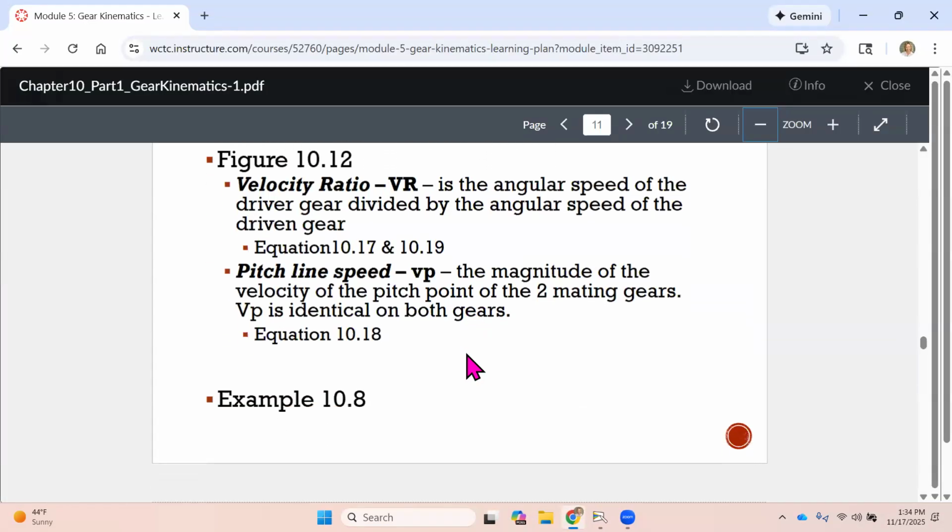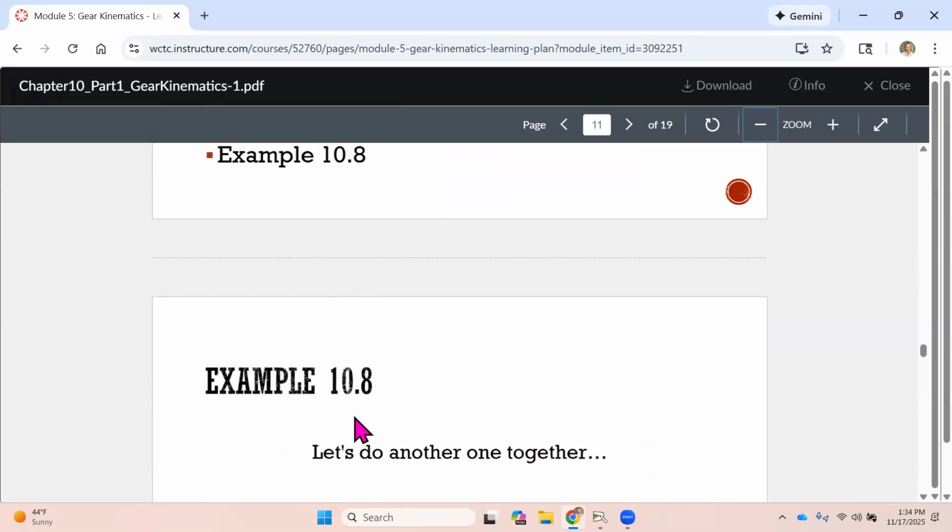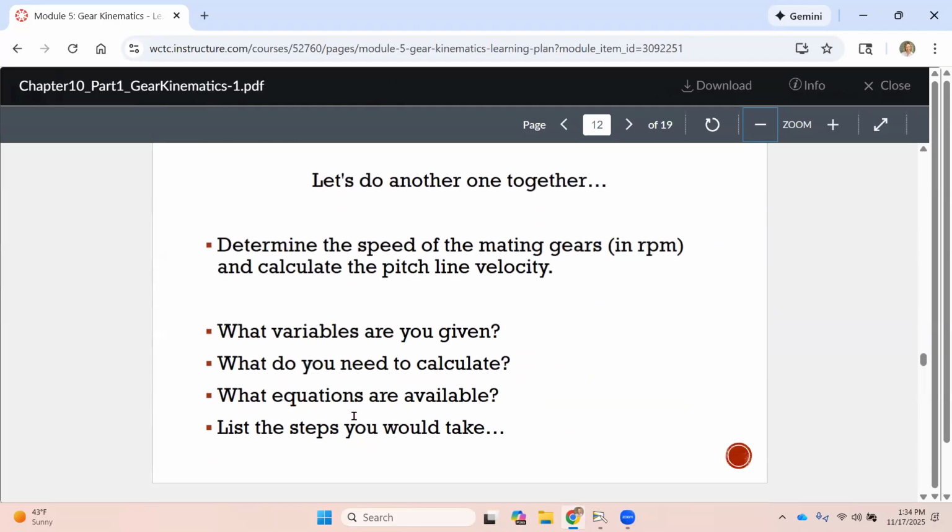So that is what we see here. Now, let's look at example 10.8. Let's do this together. So I go underneath and I turn the page here. Example 10.8 is at the middle of page 273. Now we're going to be determining the speed of some mating gears in RPMs and calculating their pitch line velocity. We're going to first identify what variables are given, what we need to calculate, identify any equations that we have available that will help us, and then work through the steps.